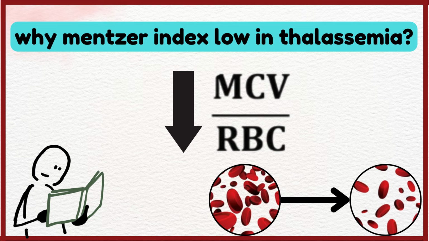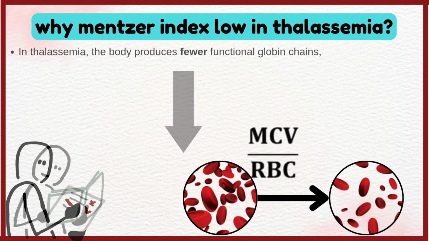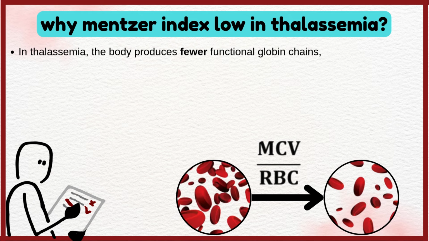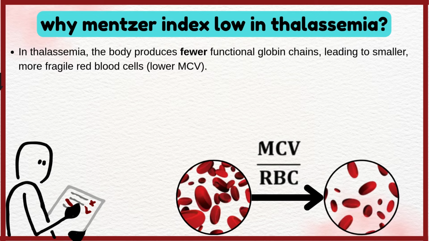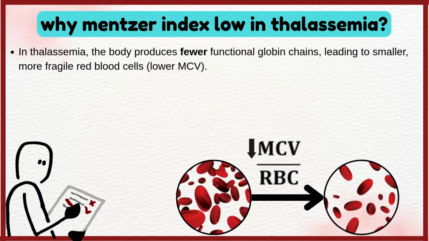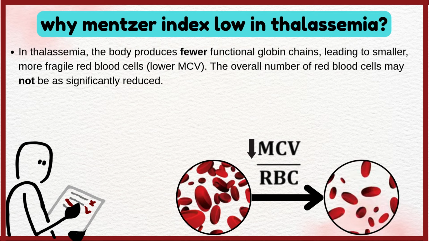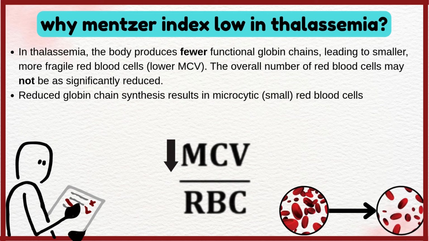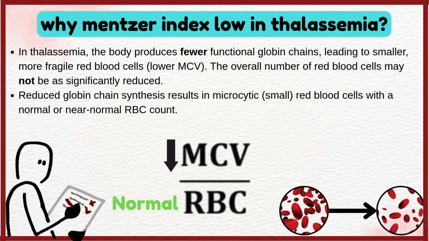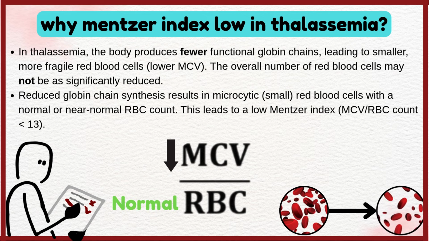Why is the Mentzer Index low in thalassemia? In thalassemia, the body produces fewer functional globin chains, leading to smaller, more fragile red blood cells, with lower MCV. The overall number of red blood cells may not be as significantly reduced. Reduced globin chain synthesis results in microcytic red blood cells, with a normal or near-normal RBC count. This leads to a low Mentzer Index. The MCV to RBC ratio leads to a count less than 13.